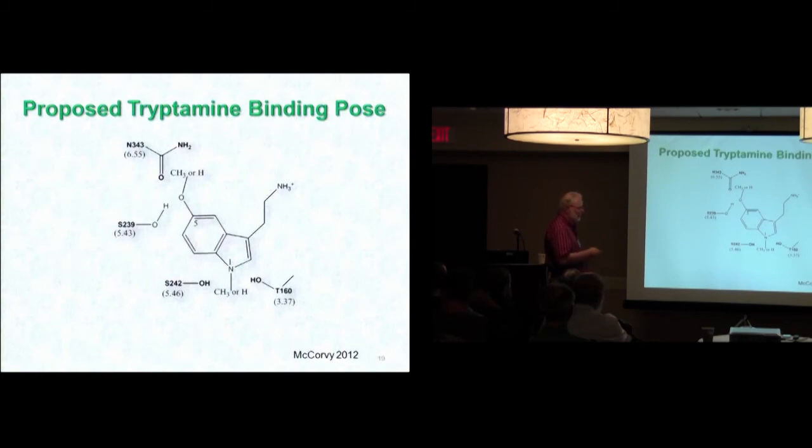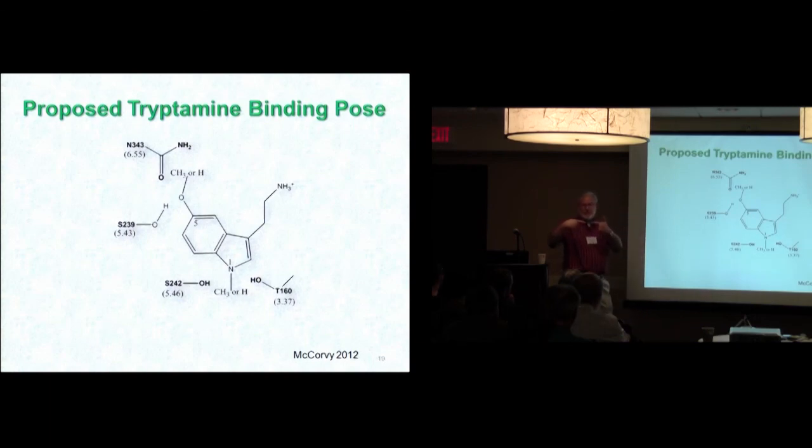So the tryptamine binding pose we think looks something like this. Serine 239 hydrogen bonds to the 5-OH of serotonin or the methoxy of methoxytryptamines. Serine 242, we think, is a hydrogen bond acceptor for the indole NH, but if it has a methyl here, then you lose affinity. And in the serotonin 2C receptor, this residue is an alanine, and these have high affinity for alanine.